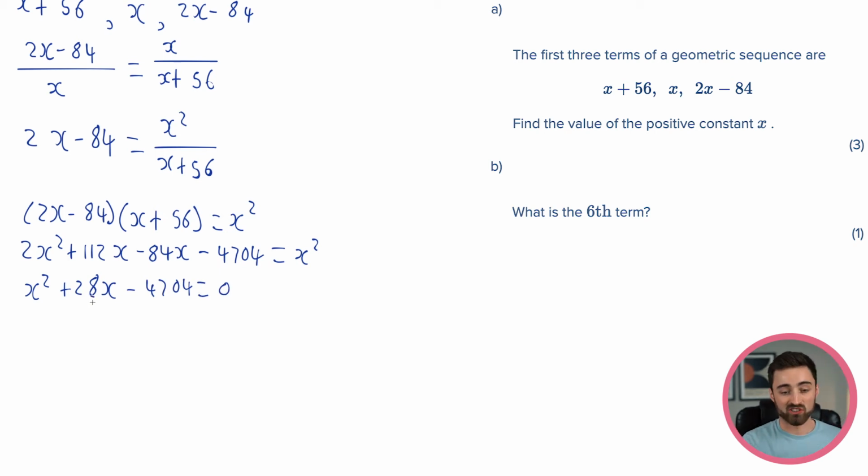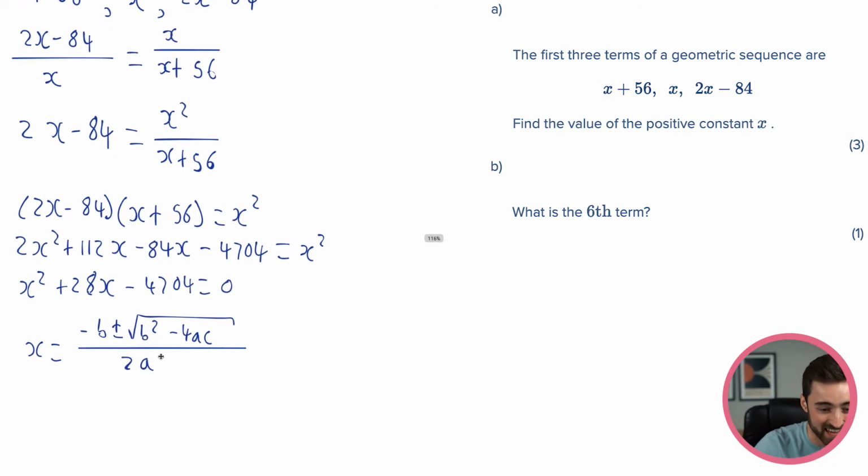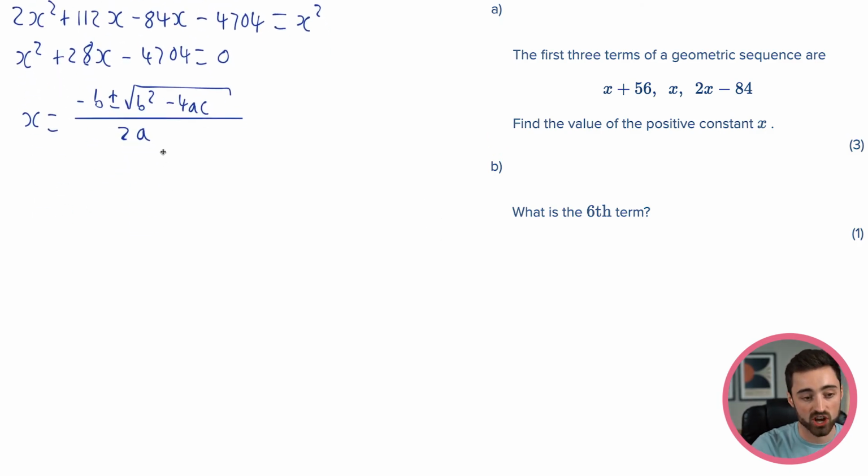I mean, if you want to try and be a legend, try and factorise it. I'm out, though. I'm going straight into the quadratic formula. So x is equal to minus b plus minus the square root of b squared minus 4ac, all over 2a. All right, we're almost there, kids. So first term, a is going to be the number in front of the x squared, b is going to be the number in front of the x, and c is going to be whatever is left.